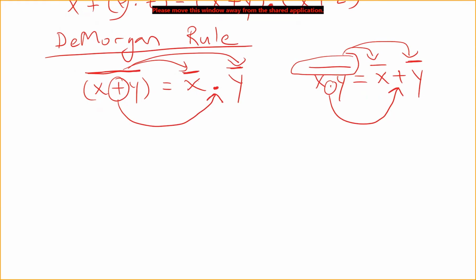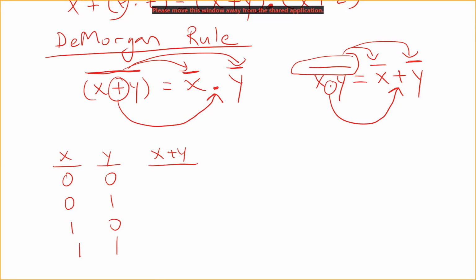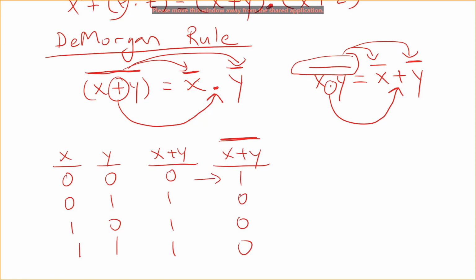How do I prove this? One way of proving this is to use the truth table approach. Let's say I have x and y as my inputs, and all the possible cases are here. For x or y, this will be 0, 1, 1, 1. Then for not of (x or y), I need to take the inverse of x or y, so this will be 1 and the others will be 0.